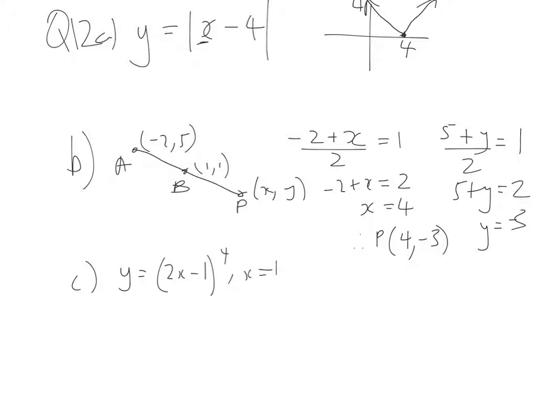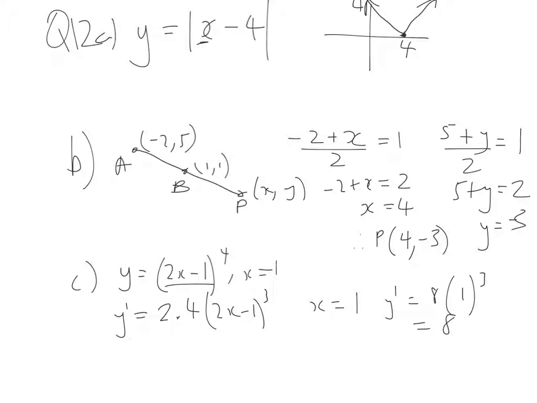Okay, so find the gradient. To do gradient, we are going to differentiate. Now, it's a composite function, so we derive the middle bit, which is 2, times by the power and reduce the power by 1. Now, at x equals negative 1, y dash will be 8 times 2 minus 1, which is 1 cubed, so we get 8. Therefore, the gradient equals 8.